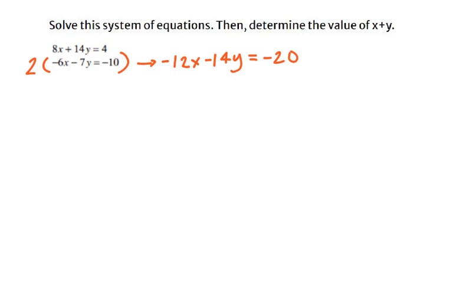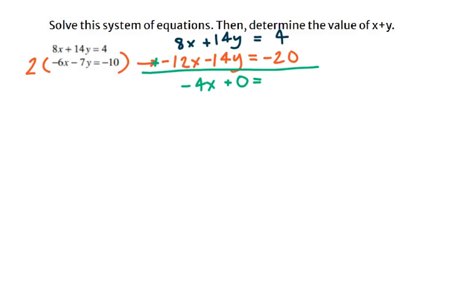So now we want to add our two equations together. So I'm going to rewrite our first equation up above. So we have 8x plus 14y equals 4. And now we are going to add these two equations together, because when we add two equations together, it creates another true equation. So 8x minus 12x gives us negative 4x. Our 14y and negative 14y cancel each other out. And 4 plus negative 20 gives us negative 16. So we can write this as negative 4x equals negative 16.